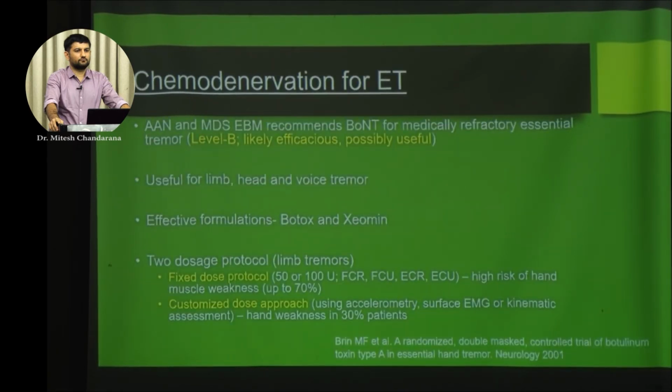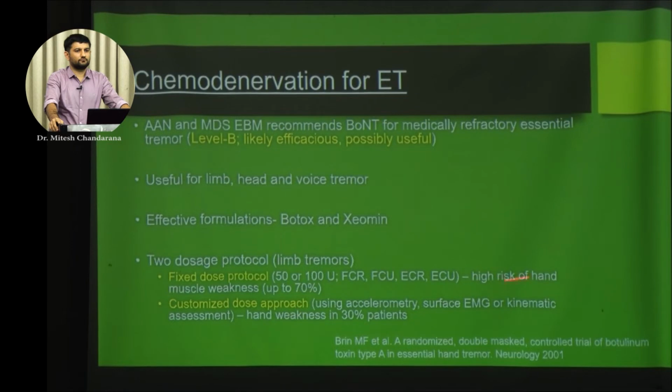Botox for ET is recommended for medically refractory essential tremor, level B evidence, useful for all three: limb, head as well as voice tremor. Both are effective, Botox and Xeomin. There are two dose protocols, fixed dose protocol and customized dose protocol.